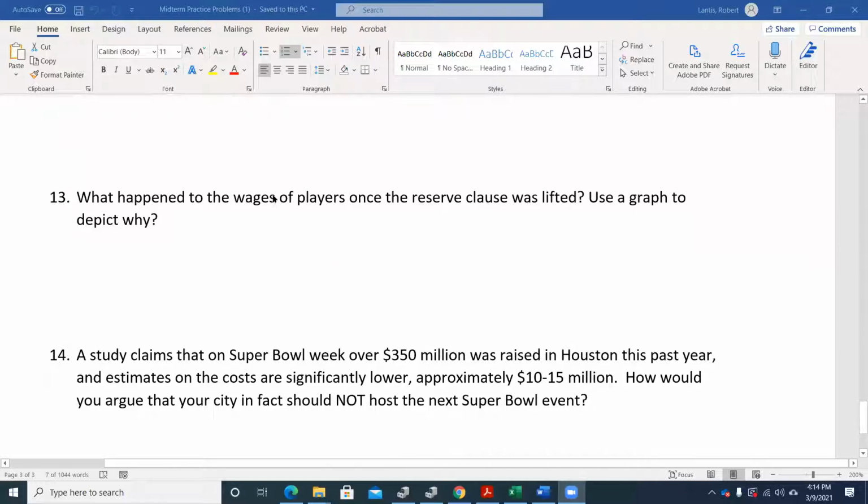Number 13. This is the same sort of topic, so we'll go to that one. It's talking about what happened to wages once the reserve clause was lifted. Use a graph to show why, potentially.